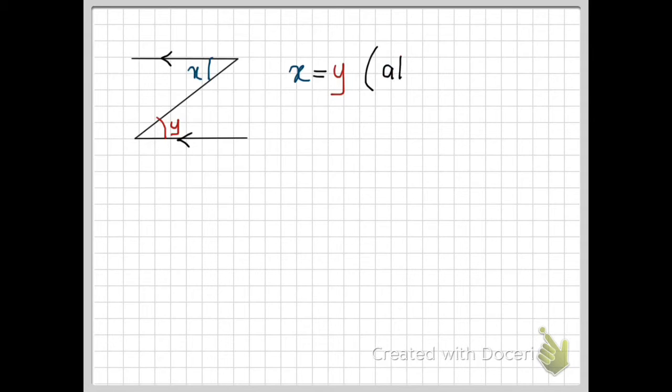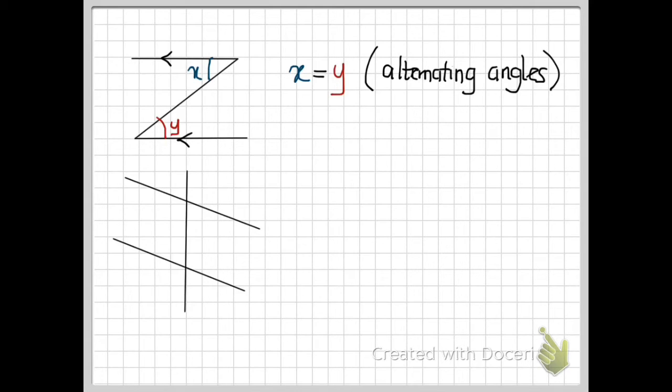So if we had a Z kind of shape, with the top and the lower lines parallel to each other, and there's an angle X here and an angle Y, X would be equal to Y, because X and Y are alternating angles. Whenever you solve a question involving alternating angles, you should give the reason why. So the reason here why X and Y are equal to each other is because they are alternating angles.